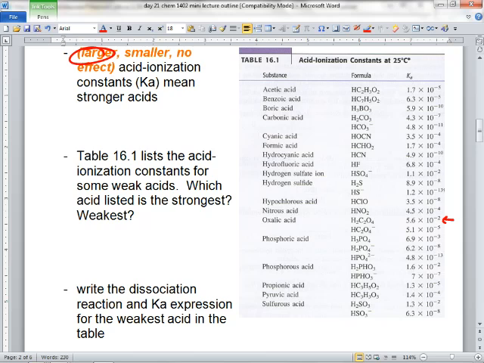Okay. How about the weakest? Jessica Vaughn. The weakest one in there.